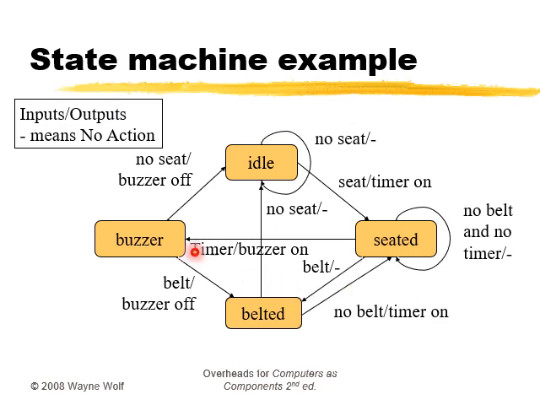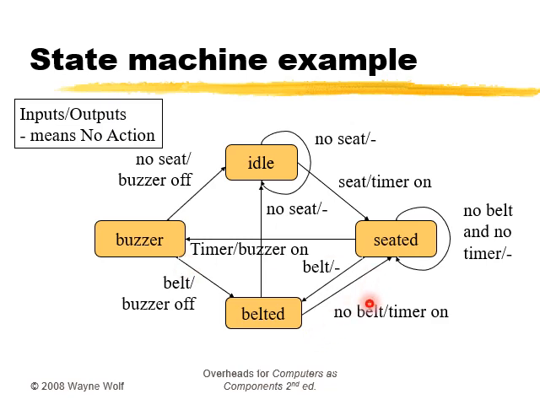The output is buzzer. The idle state is for when there is no person on the seat. When the person sits down, the system goes to seated state and turns on the timer. If the timer goes off before the seat belt is fastened, the machine goes to buzzer state. If the seat belt goes on first, it enters belted state.